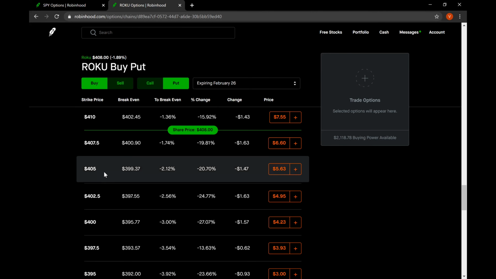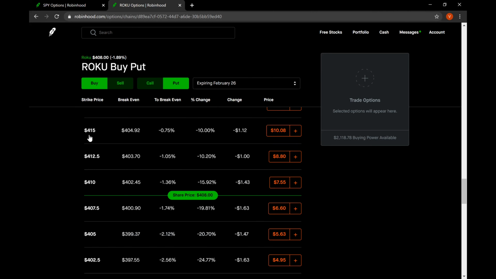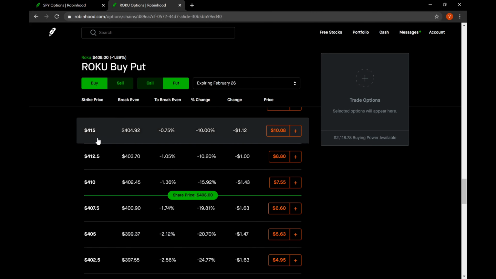And then when you're looking at a put option, change it to puts, looking at expiration date the 26th, you buy an in the money put option. So let's say you buy a 415. So we click on the plus sign, continue. One contract is going to cost you about $1,010. So you click on the information, you have the bid, you have the ask, the delta.